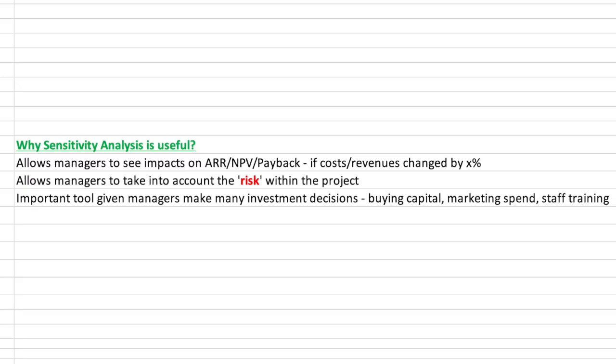They will just want to look at those calculations, and they might want to know what if we changed revenues by this percent? What if revenues weren't as high as we predicted by 10% or by 20%? Or if they were slightly higher, what would it lead to? You can do the same with the costs. What if the costs were higher? What would happen in that case to ARR, to NPV, to payback?